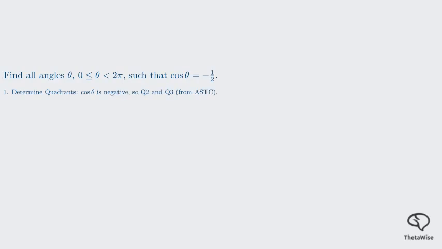Let's find the two angles between 0 and 2π such that cos φ equals negative 1/2. First, we know cosine is negative. The ASTC rule tells us cosine is negative in quadrants 2 and 3. Next, we find the reference angle. We solve the positive version of the equation, cos φ equals 1/2. We know from our exact values that this reference angle is π/3 radians.